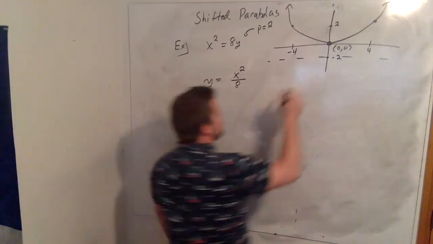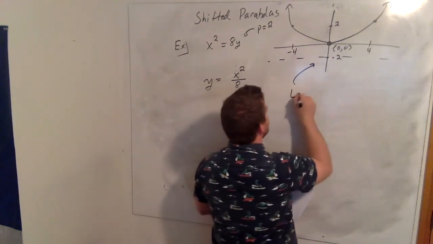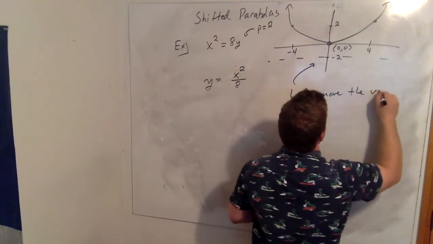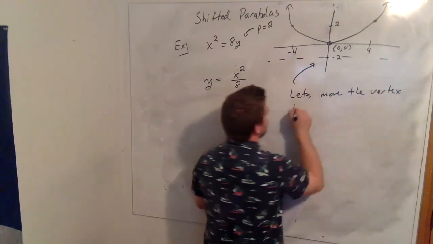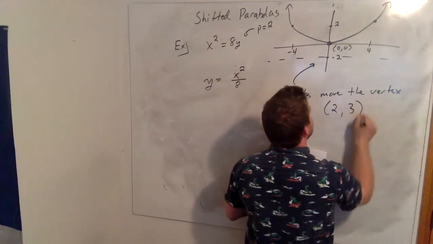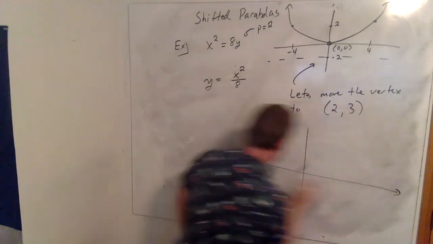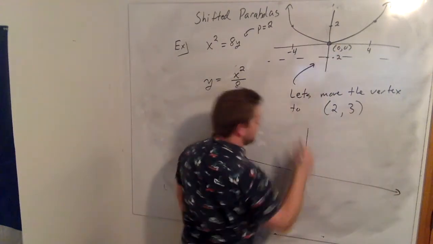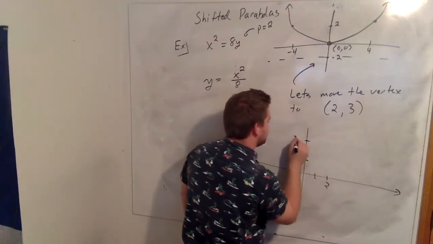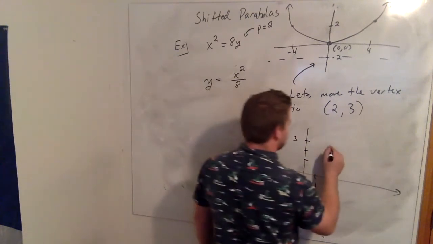Now let's go ahead and shift the parabola. Let's move the vertex to, let's say, the point (2, 3). Let's sketch this really quick. We're moving the vertex to 2. So here's 2. Here is 3. This is where the vertex is.